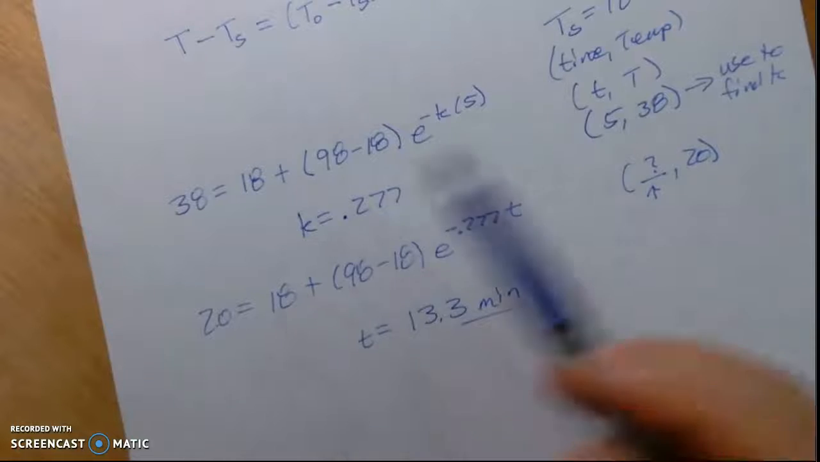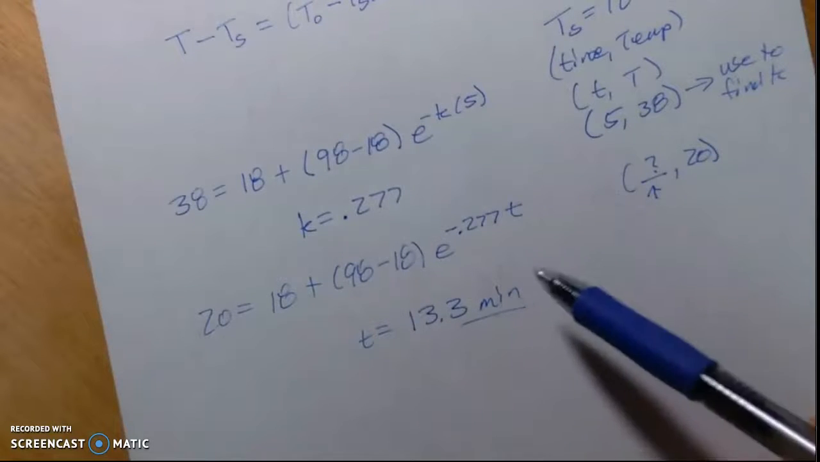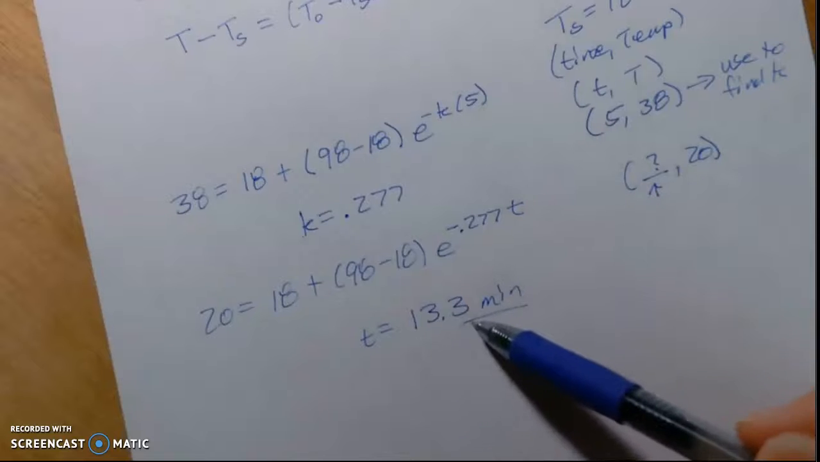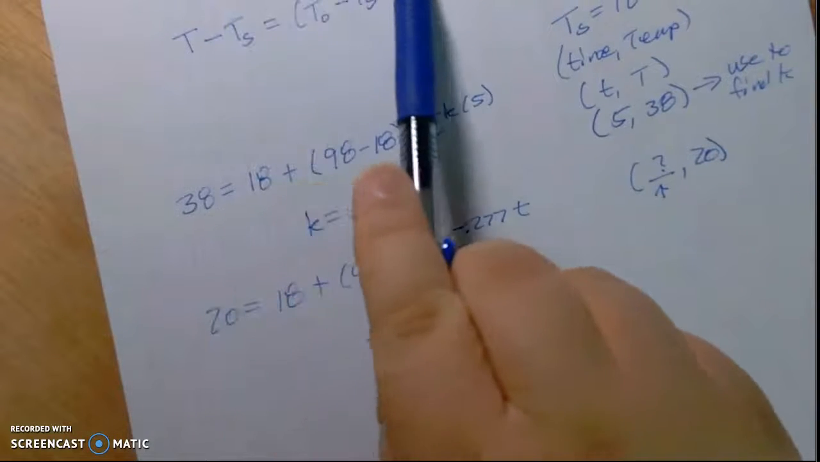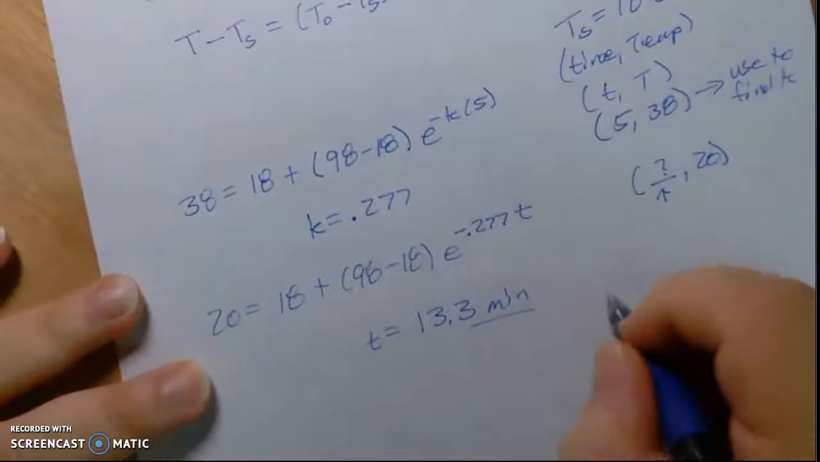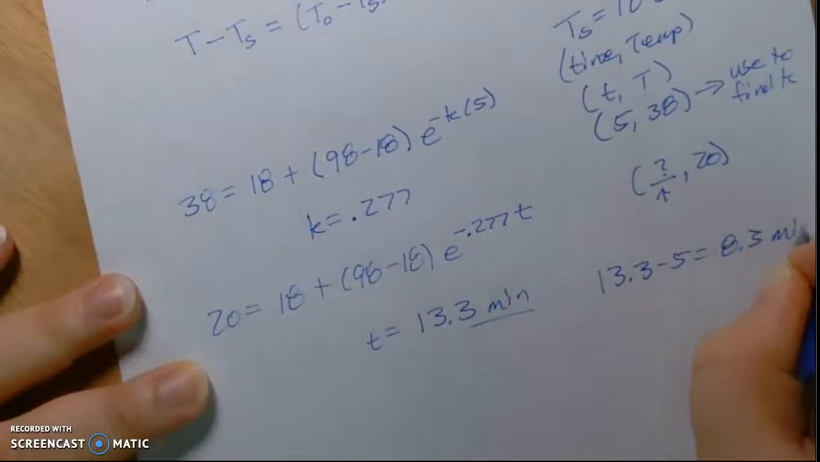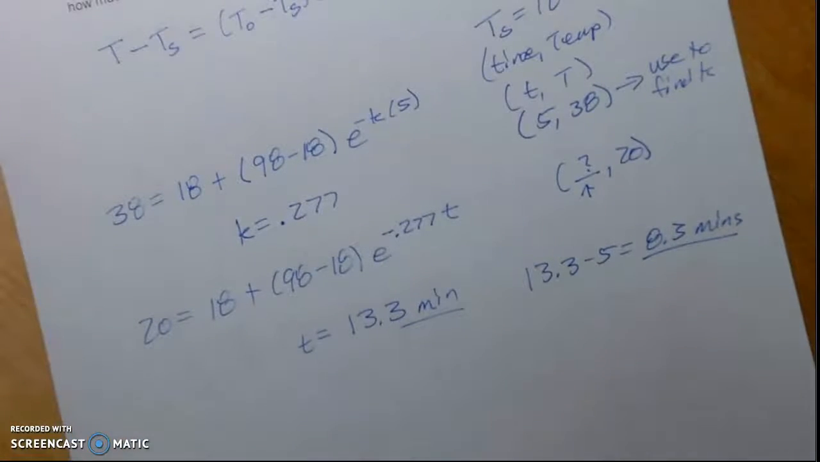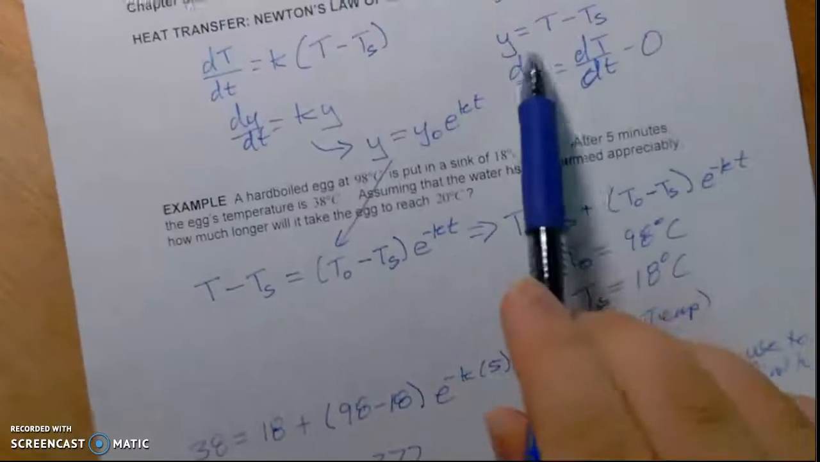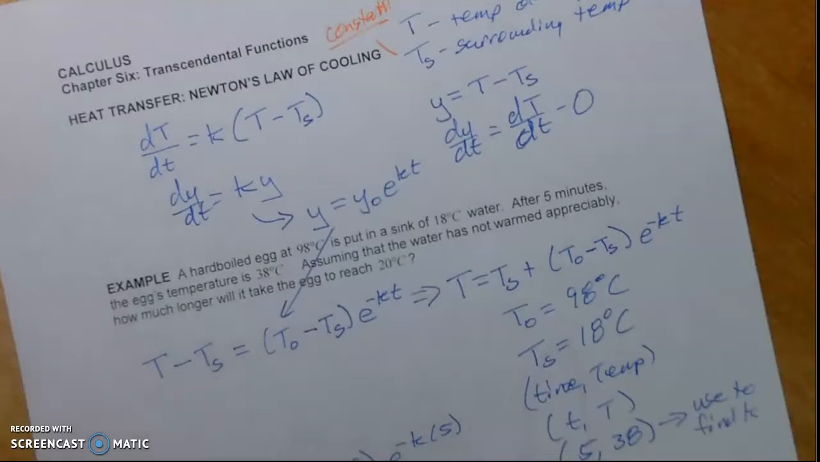Now, just like in anything, we need to make sure we answer the question. This seems legit, but the question is asking, how much longer will it take to reach 20 degrees? Well, we were already at 5 minutes. So 13.3 minus 5 minutes is 8.3 minutes. So that's how you work with Newton's law of cooling. The substitution is an interesting way to get to the law of exponential change so that we can solve it very, very quickly.